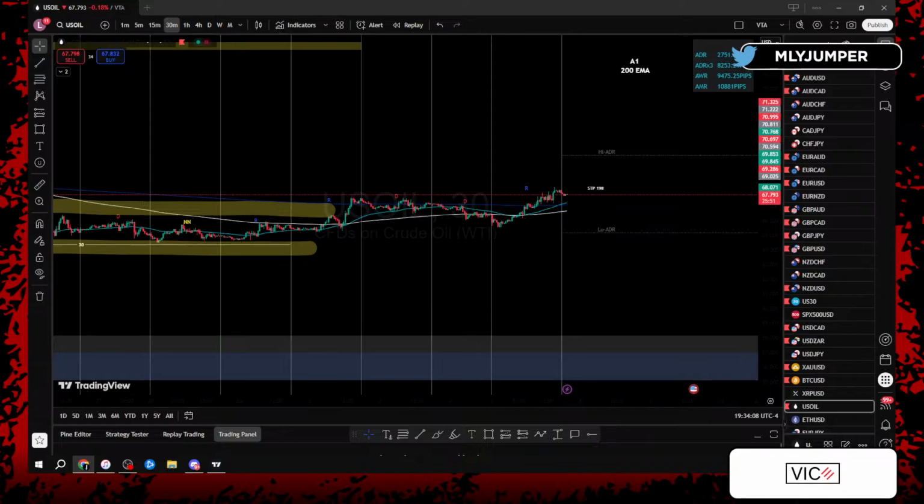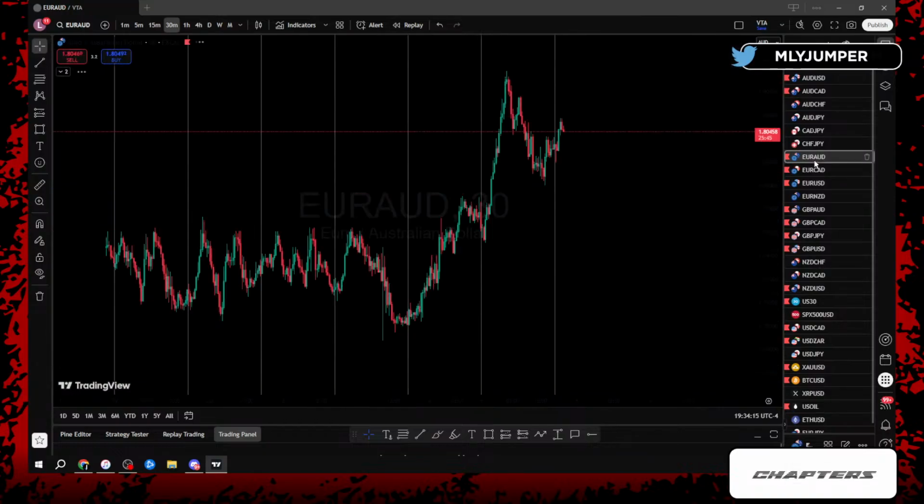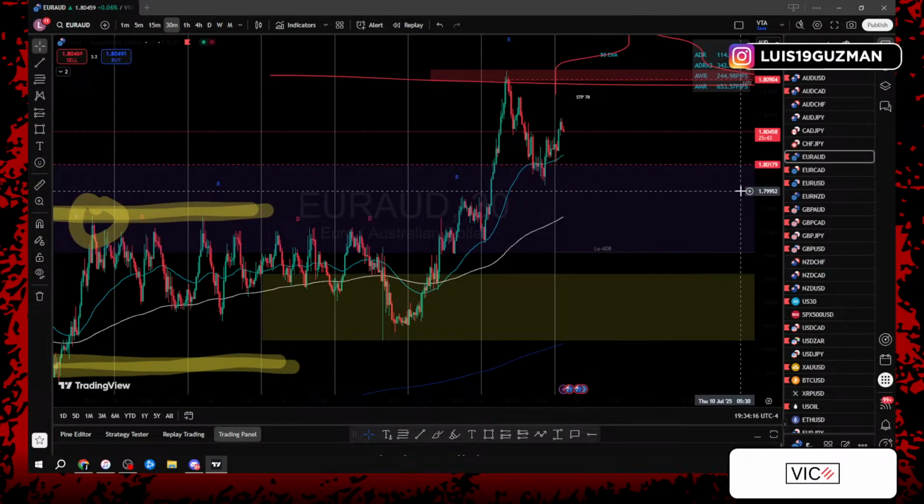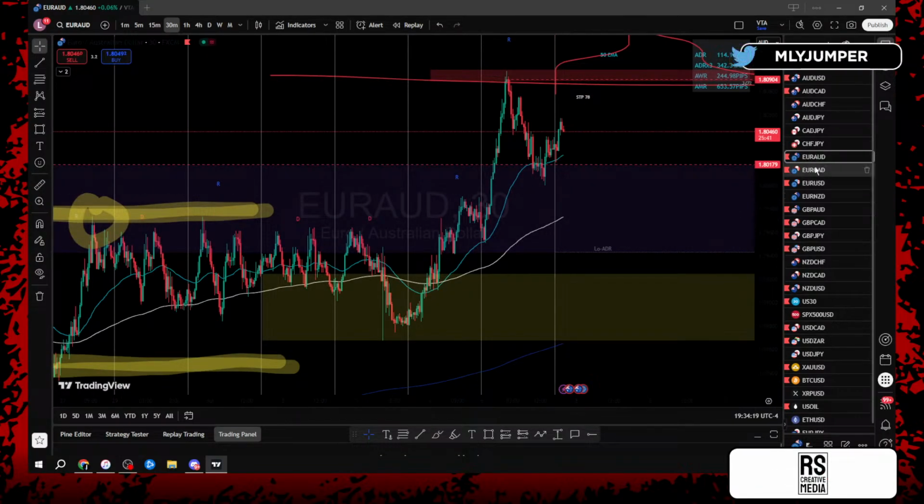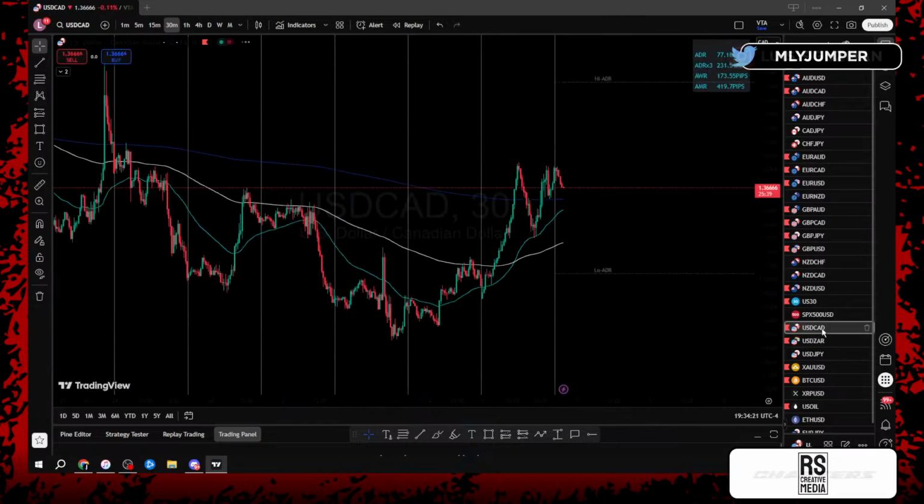What we have on our watch list going into tomorrow, we pretty much just have Euro AUD for 372. We have USD CAD for 372, and then we have gold to follow up with that continuation, to continue that push to the top side.